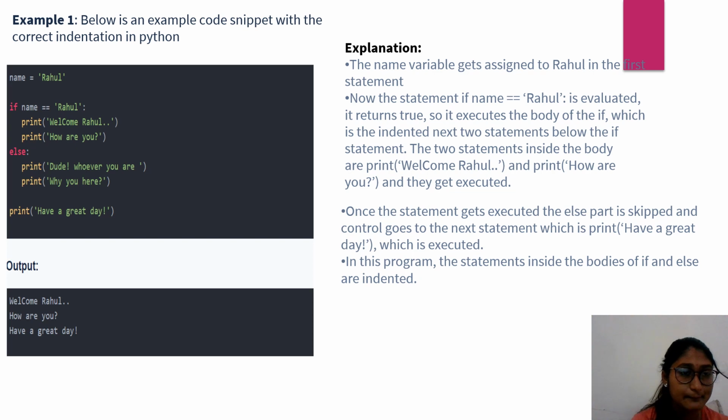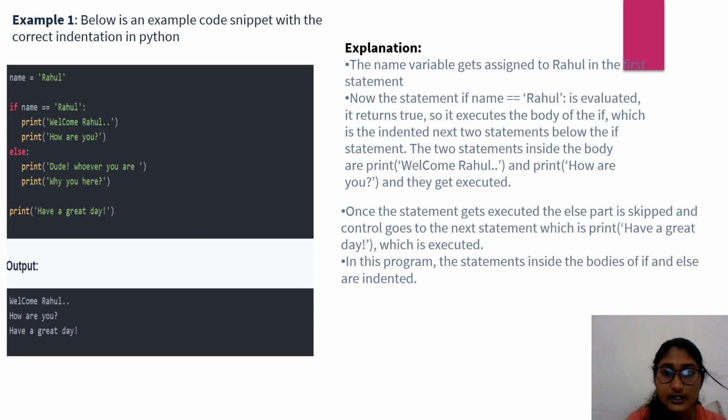Here is example 1. Below is an example code snippet with correct indentation in Python. Here we have taken a name called Rahul, and we have given a space. This space between the if and the print statement is called indentation. The output you can see is in three different lines.